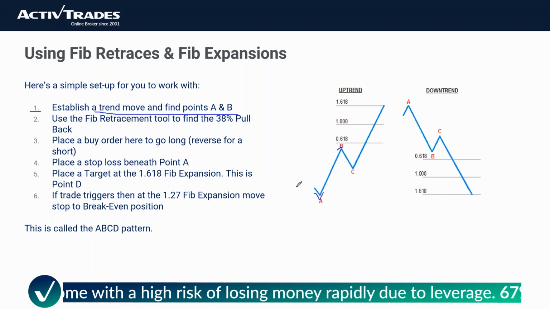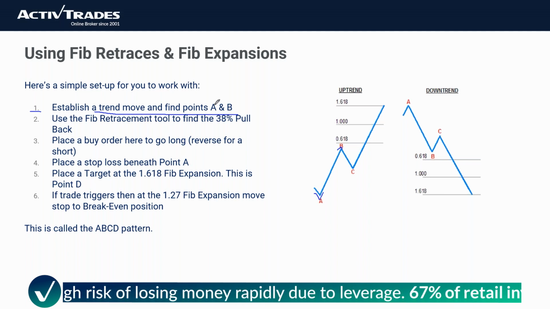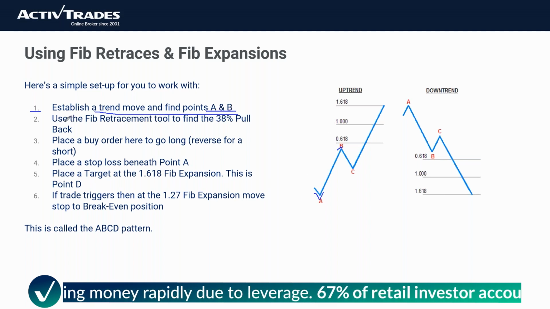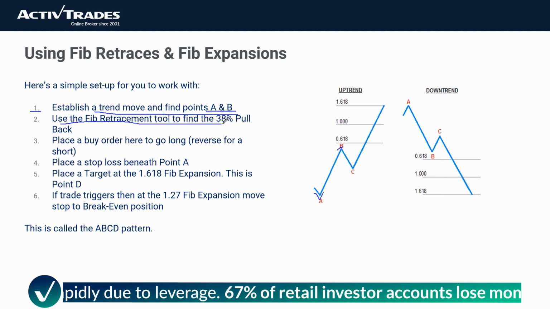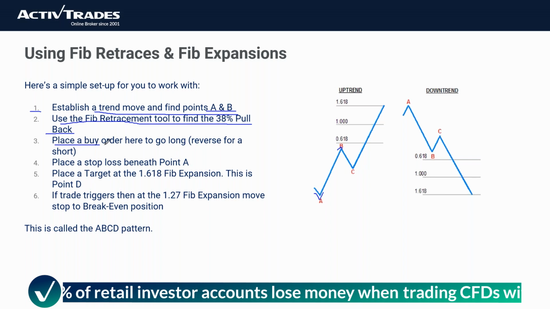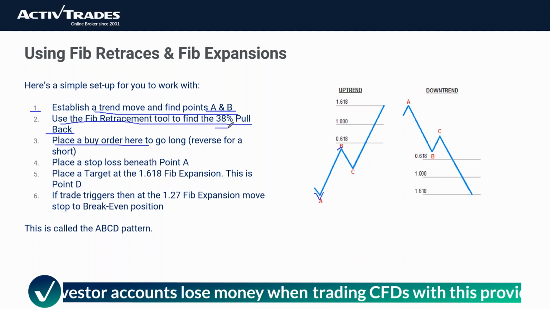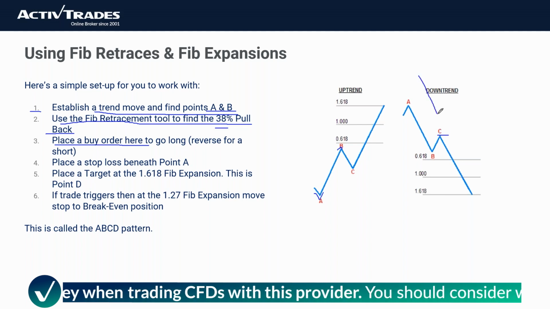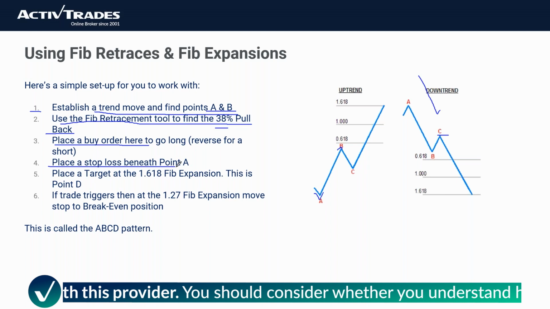Once you've established a trend move and you've identified points A and B, use the Fibonacci retracement tool to find the 38% pullback. Place a buy order here at the 38% pullback, or it would be a short if we were in a downtrend, like here. We place our stop loss beneath point A, the swing low in an uptrend.